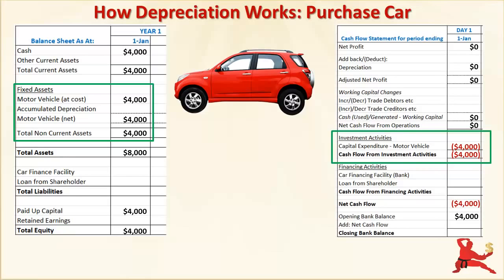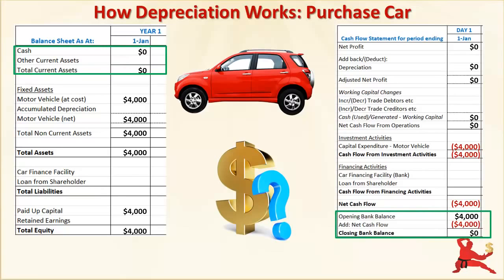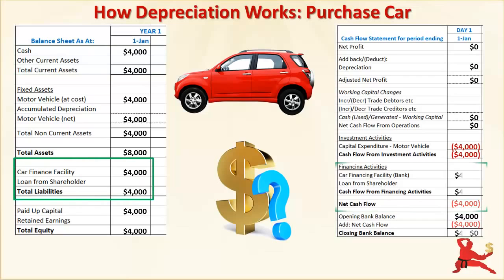Now, a car can't just magically appear on your balance sheet. The next question is, how did the business pay for it? Well, you could use that cash on hand, but that would mean you run your cash balances down to 0. Alternatively, you could do it by way of a financing facility from the bank. That means you'd have cash inflow from the bank loan and bank borrowings as a liability on balance sheet. Net cash flow as a result of the purchase of the car would then be 0. Or maybe you as a shareholder could make a loan of $4,000 to the business to buy the car.